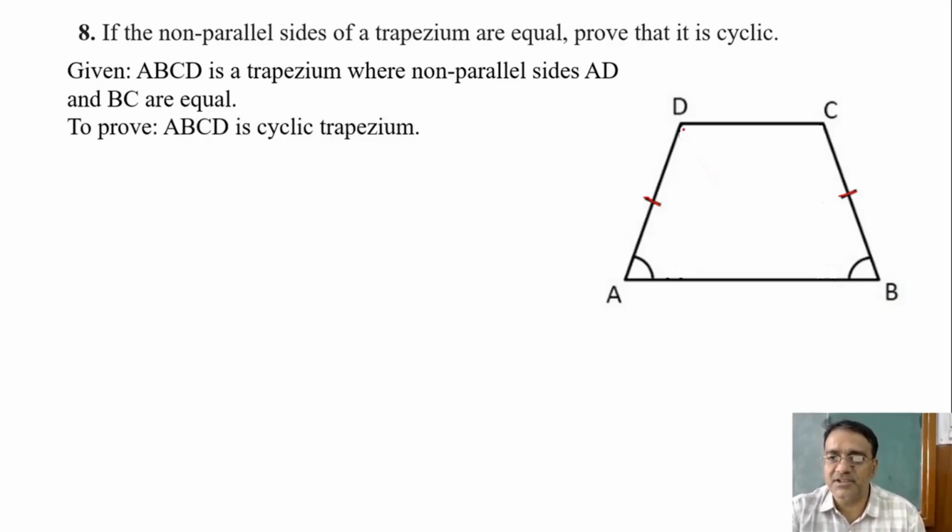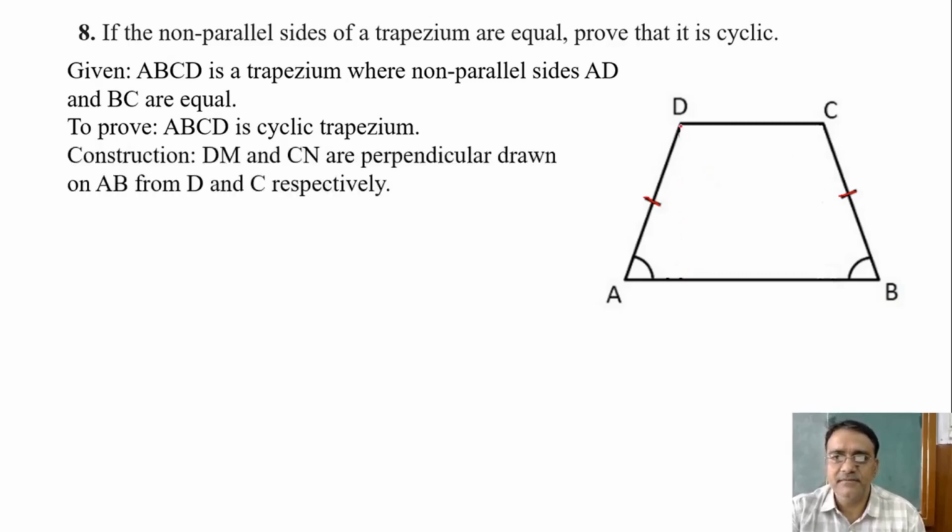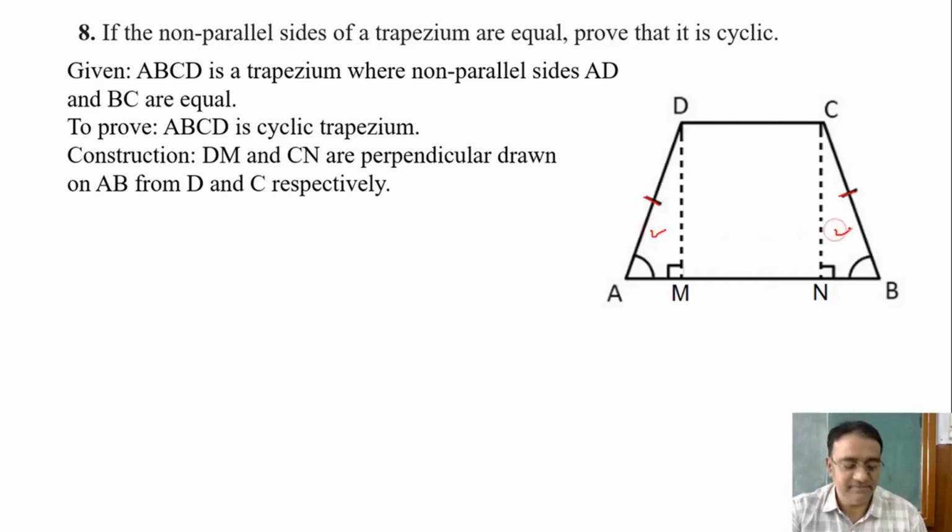Now we will do some construction. We will draw a perpendicular line from D and C. First we will draw DM perpendicular to AB, and CN perpendicular to AB. Okay, so the figure is clear. Yes, sir. Now we are going to prove these two triangles congruent. See how we prove it. First of all, AD is equal to BC. Why? Given. And these two angles are equal, each 90 degree. Okay, fine. And DM is equal to CN.